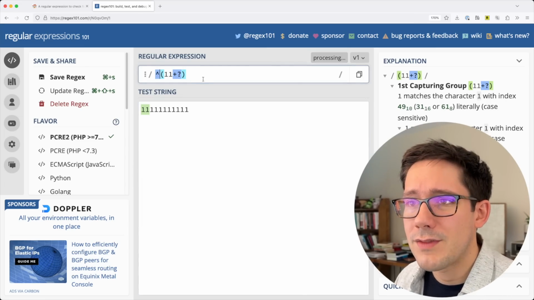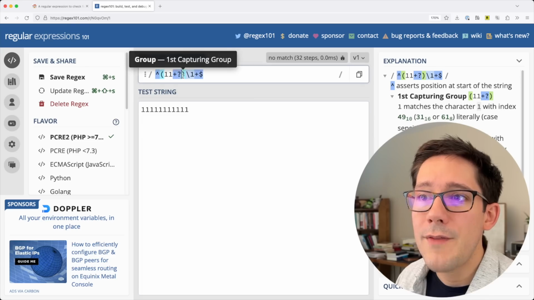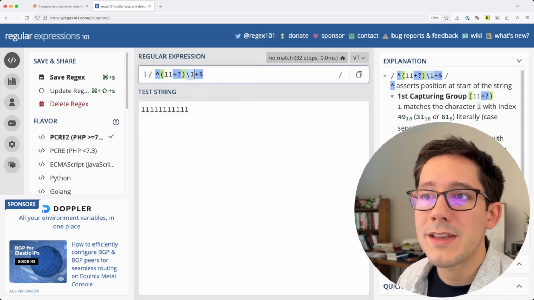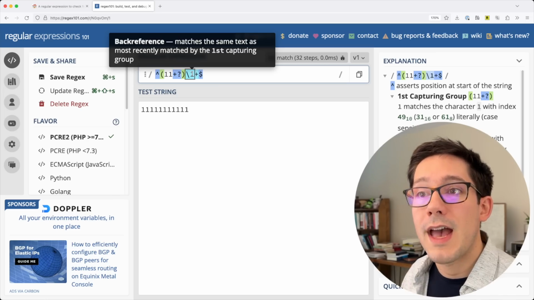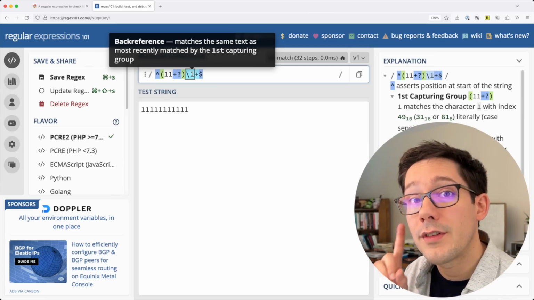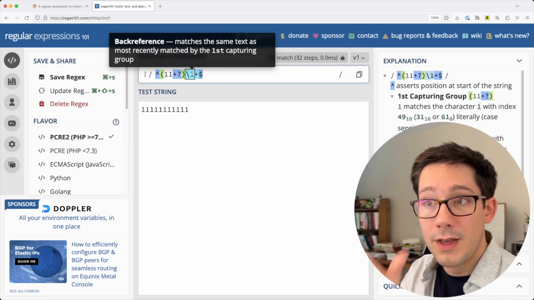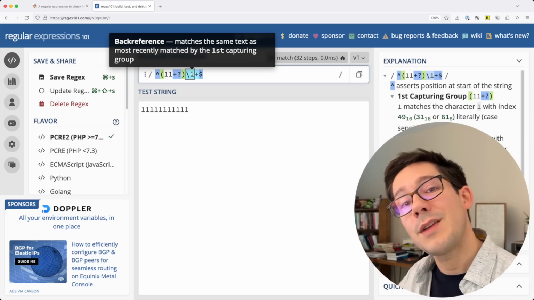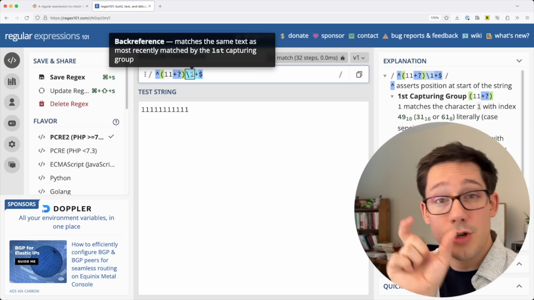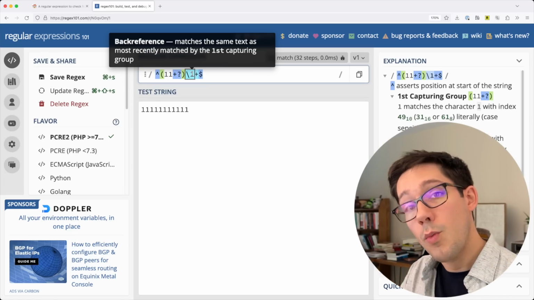Let's bring back the rest of that regular expression and talk about this. After the capture group, we have \1. Now, \1 is a back reference. It matches the same text as most recently matched by the first capture group. So the first capture group is that string of two ones, right? And so now we're saying we want to match that same text again. So if we matched two ones, we're going to want to match two more ones after that.